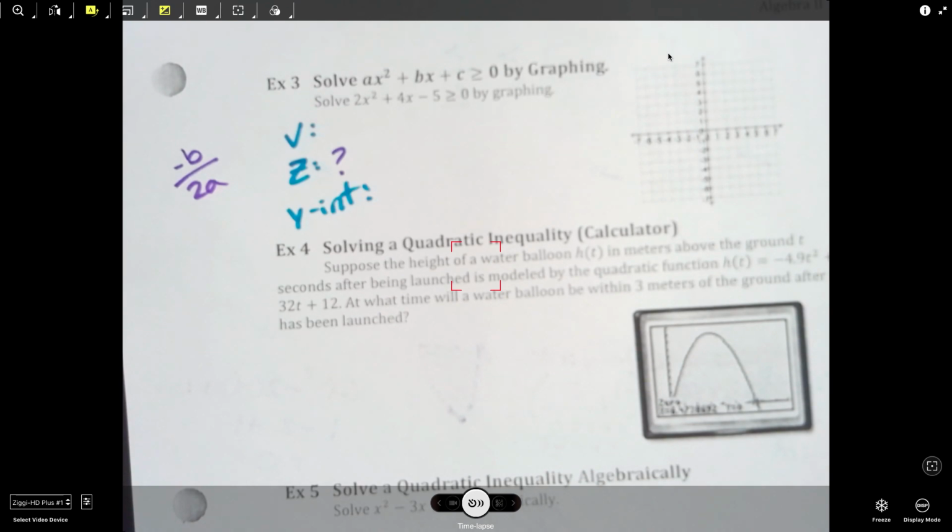Find it. Negative b over 2a. Figure it out. Negative b over 2a.